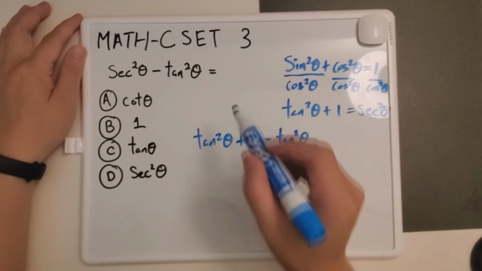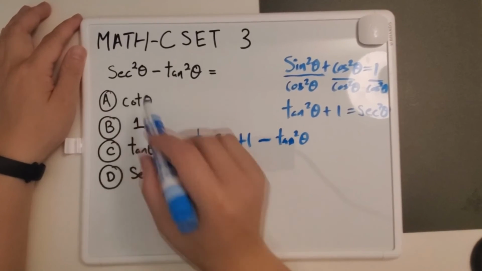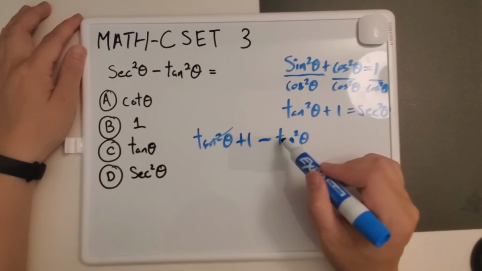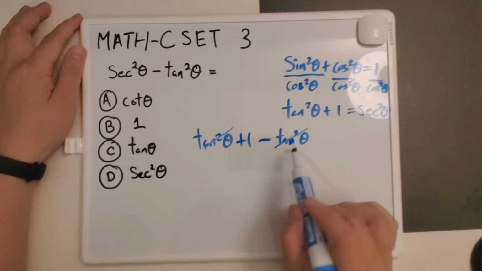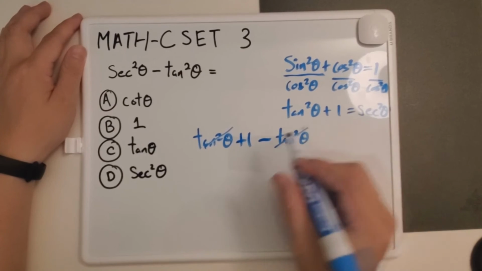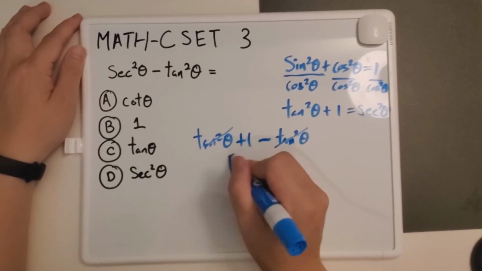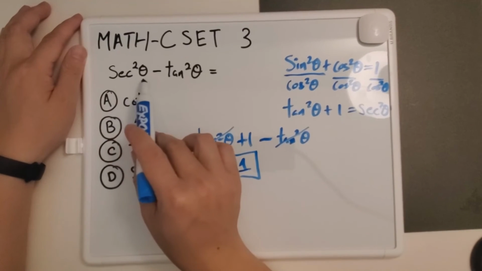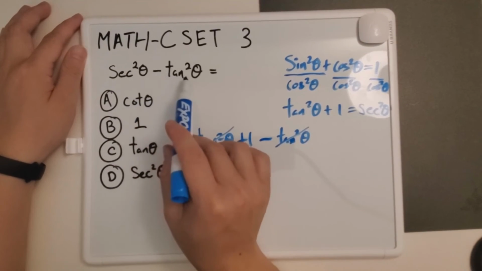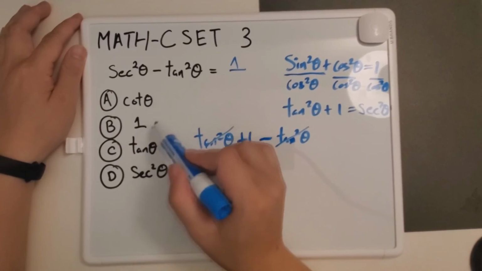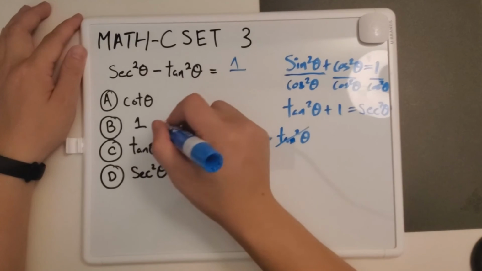And now when this gets substituted, tangent squared and tangent squared cancel out, and all you're left with is just our 1. Okay, and so therefore secant squared theta minus tangent squared theta equals 1. And that is one of our choices, which is B.